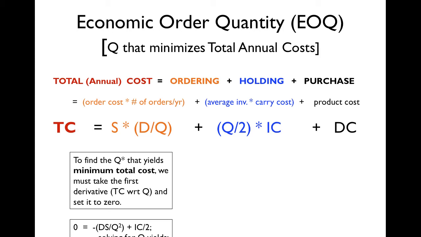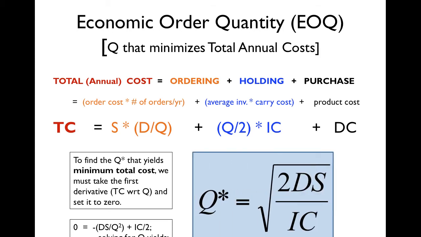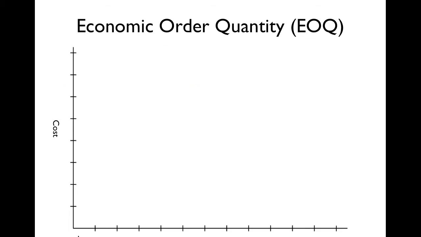So if we solve this thing for Q, here's the answer. Q star equals the square root of 2DS divided by IC. So that's 2, that's the capital D, annual demand, times the cost to place an order, divided by the cost to hold 1 unit for 1 year, and that's IC. So we're going to use this Q star equals the square root of 2DS over IC to calculate the EOQ.